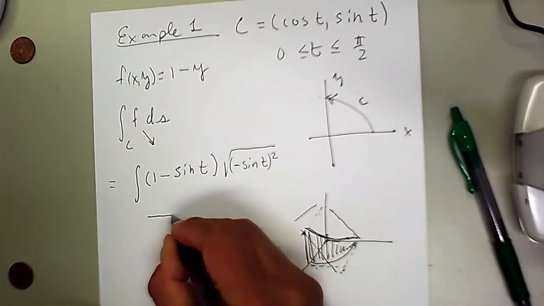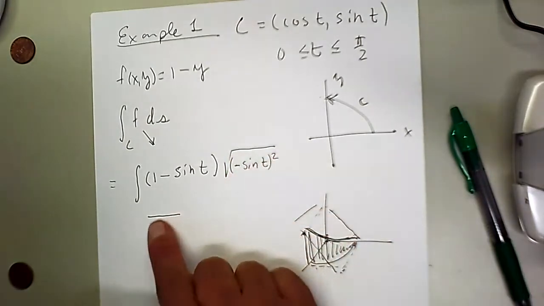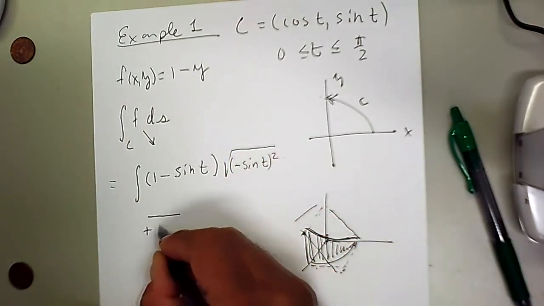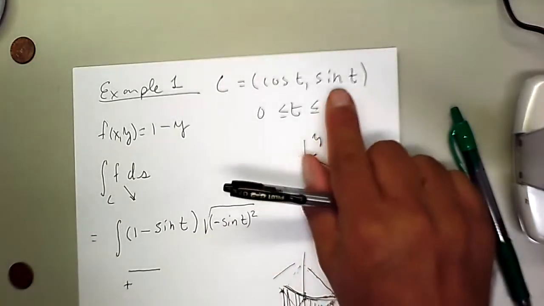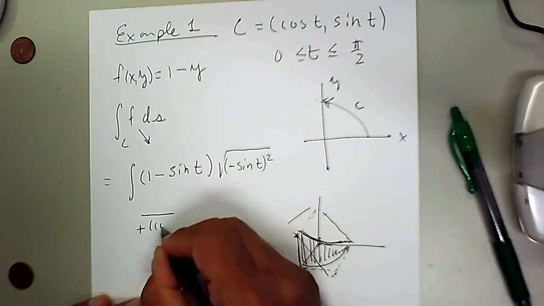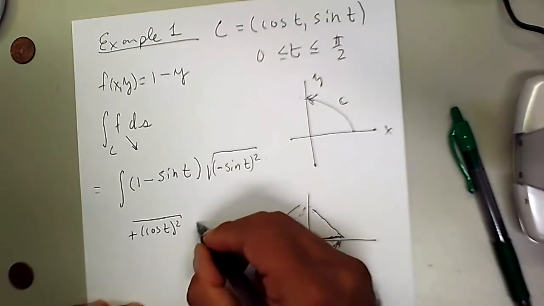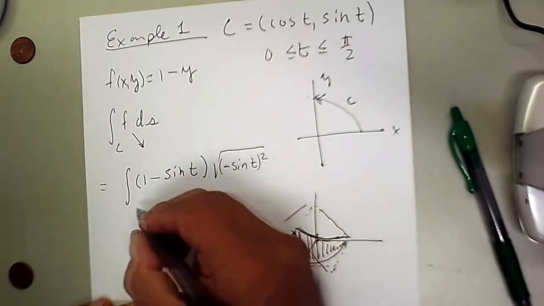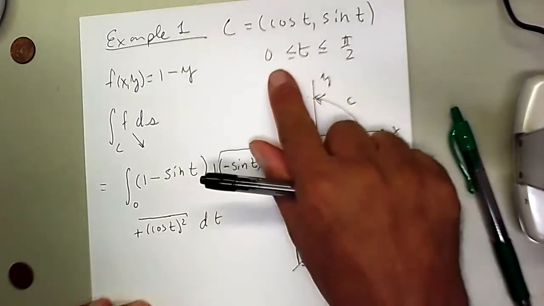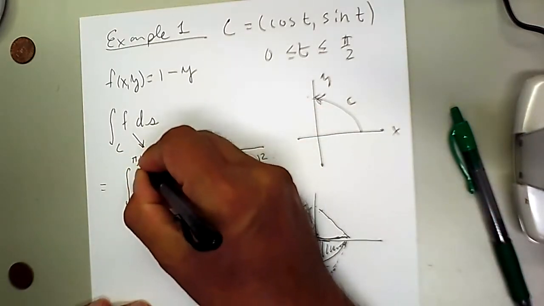So the square root continues, plus the derivative of that with respect to t, which would be cosine t quantity squared, dt. And we're going to go from 0 to pi over 2, which is the quarter of a circle there.